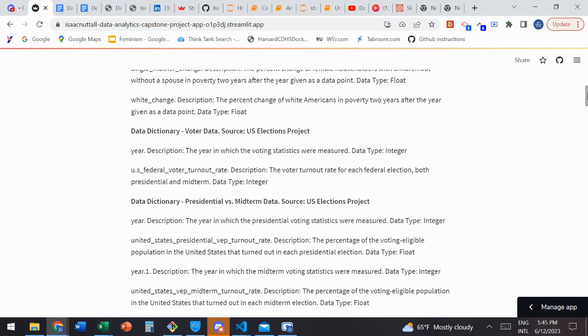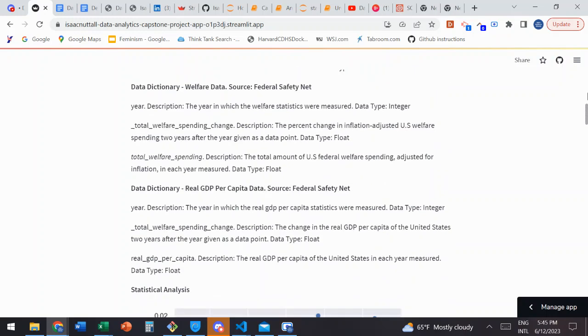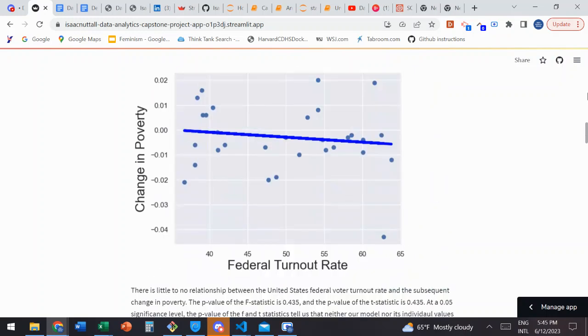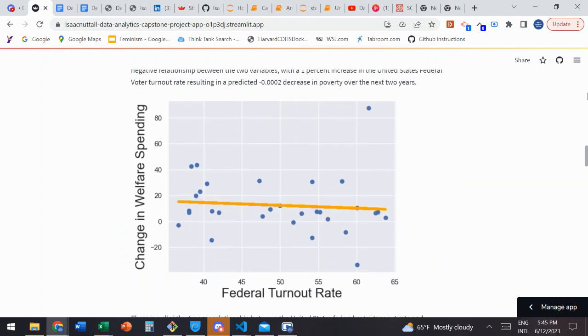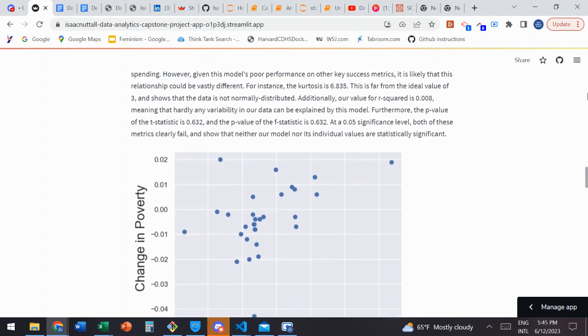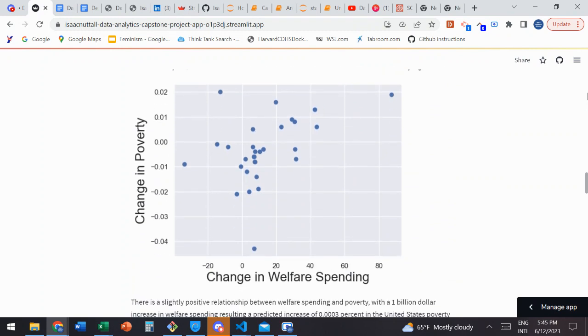Using regression analysis, paired with ample exploratory data analysis and visualizations, I found little to no relationship between federal voter turnout and changes in either poverty or welfare, as you can see right here. In fact, I found that welfare spending is associated with higher amounts of poverty, with this relationship being statistically significant.